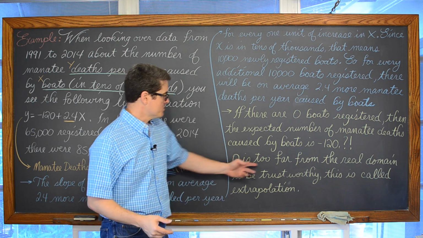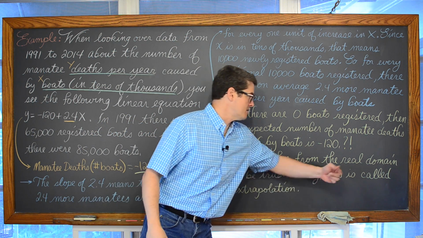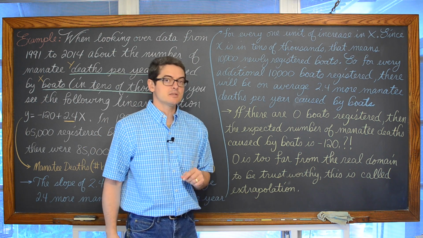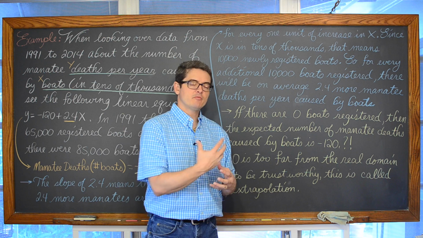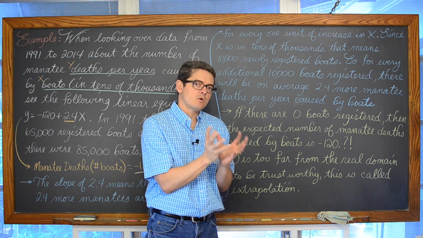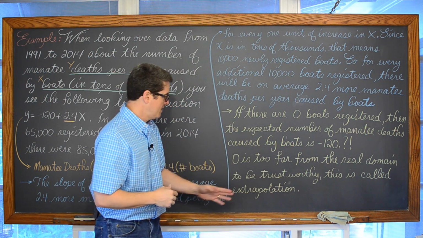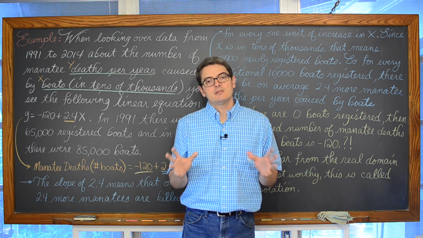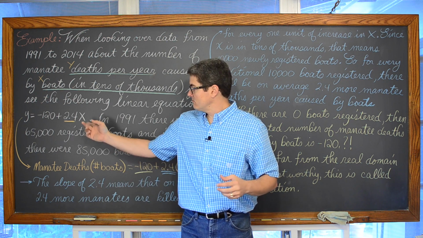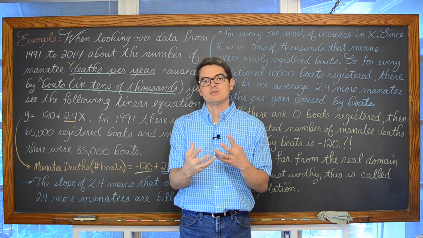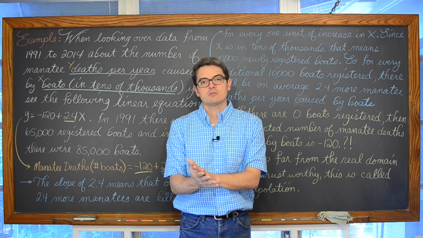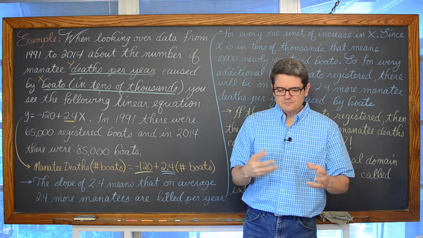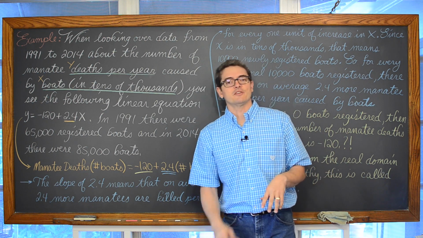So, okay, 0 is too far away from the real domain to be trustworthy. This is called extrapolation, another vocabulary that I use quite a bit in statistics. And as in algebra, as we move more and more into, let's just not do the raw math, but actually apply it to real life, it becomes more important to understand that as well. All right, so let's graph this linear function that's representing the relationship between the number of boats registered and the manatee deaths, just to get some practice graphing, and then just finish up our lesson with a few more definitions.